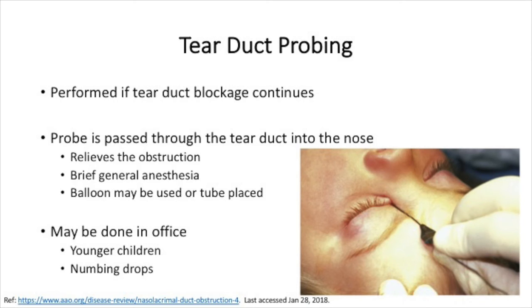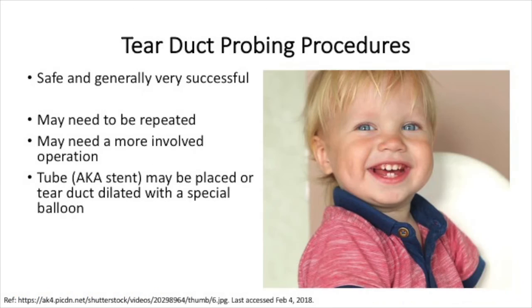If the blockage persists, your doctor may recommend a tear duct procedure. In this procedure, typically a metal probe is passed through the tear drainage system into the nose in order to relieve the blockage. A tube may be placed at the same time, or a balloon made for the tear duct may be used to stretch the tear duct if performed under general anesthesia. In some situations, the probing procedure can be performed in the office using numbing eye drops.